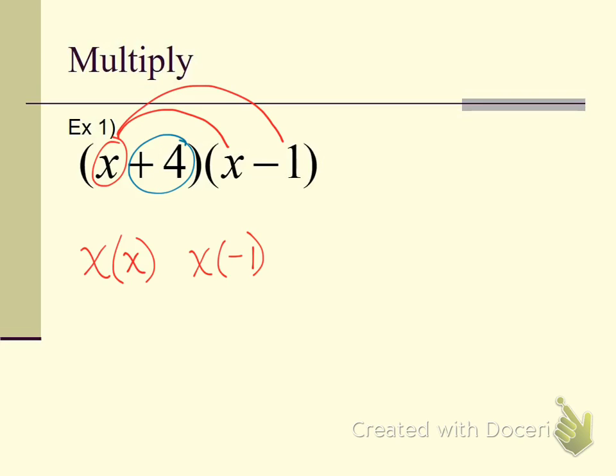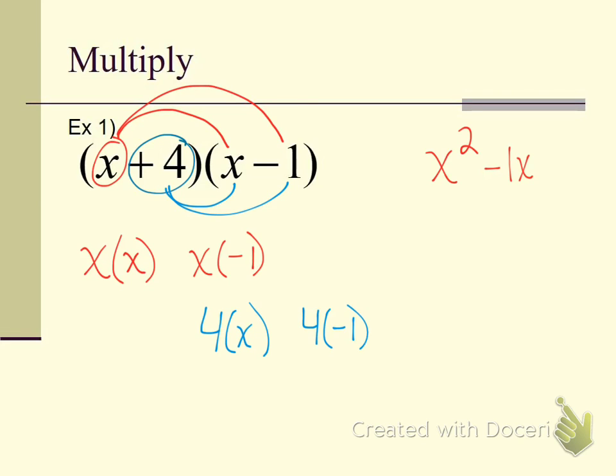When I multiply x times x, what do I get? X squared. X times negative 1 is negative 1x. That's like what we did yesterday. But today, we're then going to do it again. So now the 4 is getting distributed to every term in the second set. So we're going to have to take 4 times x and 4 times negative 1. What's 4 times x? 4x.